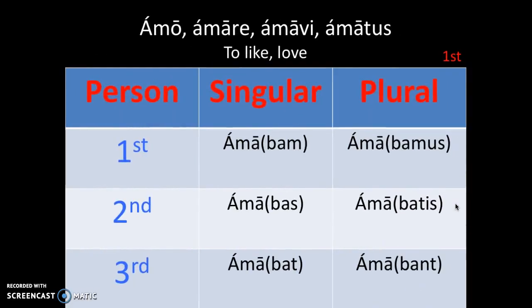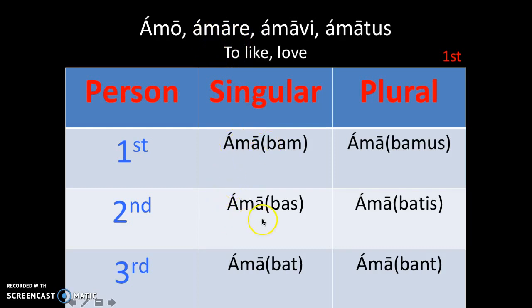Now let's take a first conjugation verb. In this case, amo, amare, amavi, amatus, which means to like slash love. Now, for translating imperfect tense verbs, you do not use the first principal part. You look at the second principal part and take out the re and place it down. So we'll be left with ama.